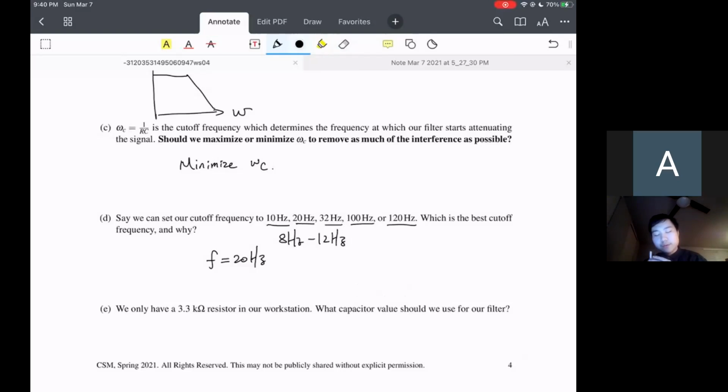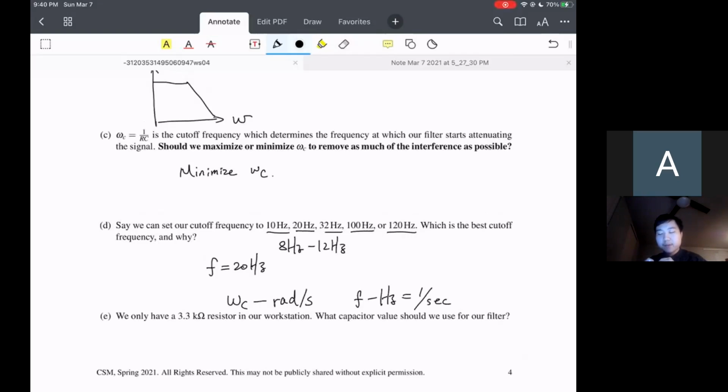All right, so for part E, assuming that we only have a 3.3 kilo ohm resistor in our workstation, what kind of capacitor value should we use for our filter? For this question, I think this is extremely important. We note that the typical frequencies we'll be using, omega C's, are in a unit of radians per second, whereas the frequencies that are given to us are in a unit of hertz, which is essentially the same as 1/second.